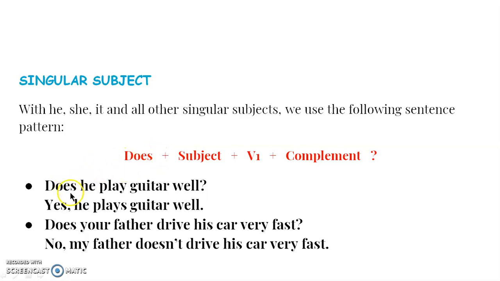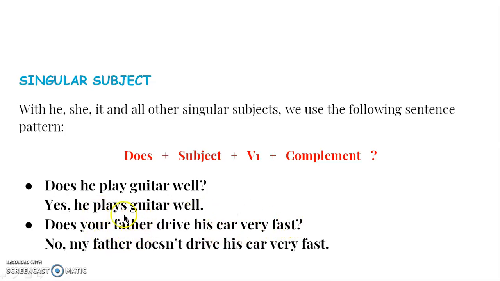So, does he play guitar well? So, it starts with does, then the subject he, then the V1 form of play, guitar well is the complement, and then the question mark. And you can answer it by saying, yes, he plays guitar well. Alright?